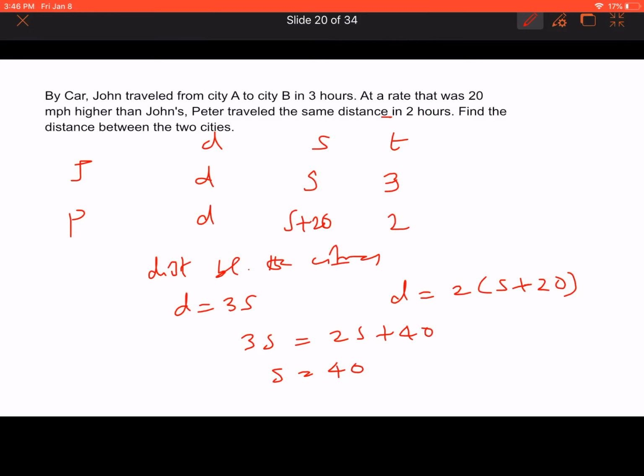Okay, so what is asked is the distance between the places, right? So d we want. So d is equal to s times t, which is equal to 40 times 3, which is equal to 120 miles. I'm using miles because the speed is given in miles per hour. Okay.